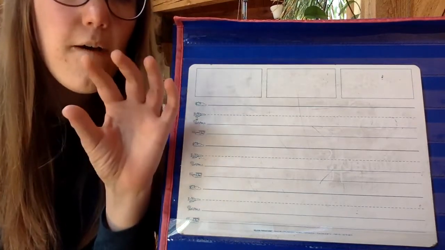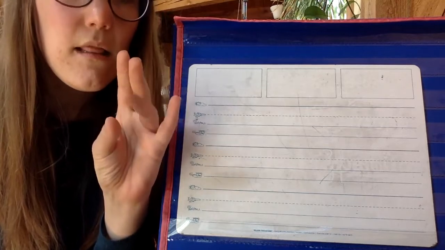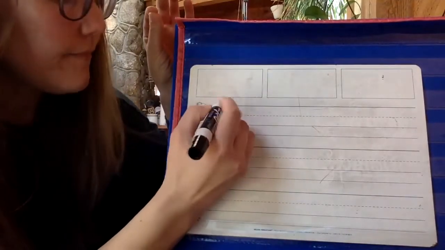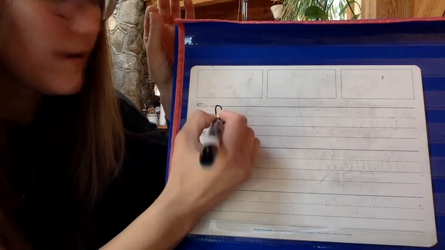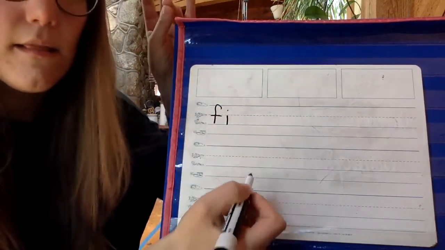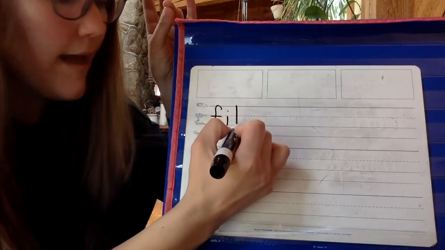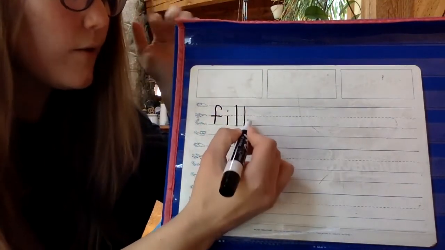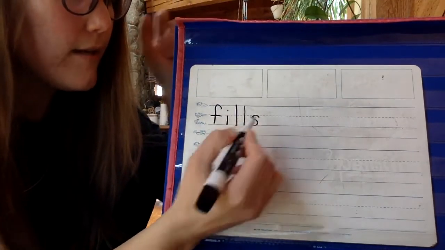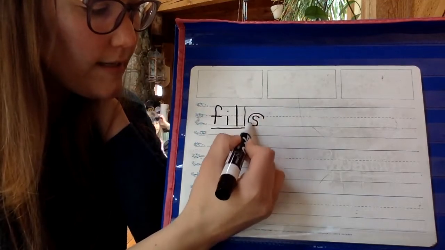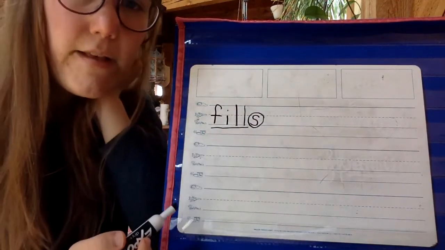Let's tap it. F, I, L, fill. The whole word is fills. Let's write it. F, I, L. F, L, or S after a short vowel, you put 2. And the whole word is fills. Go ahead and underline the base word. Circle that suffix S that we didn't tap out. Fills.